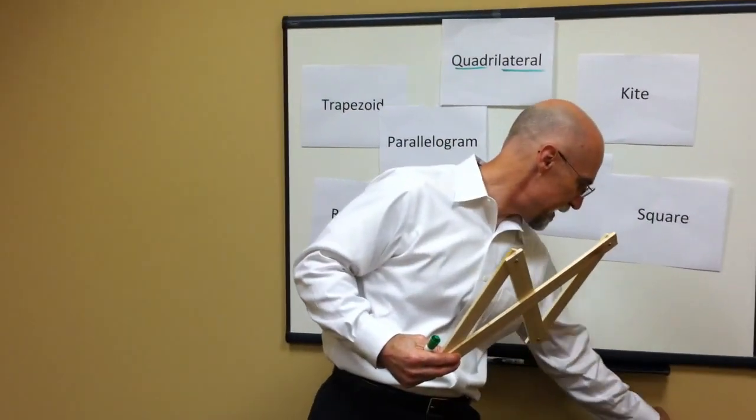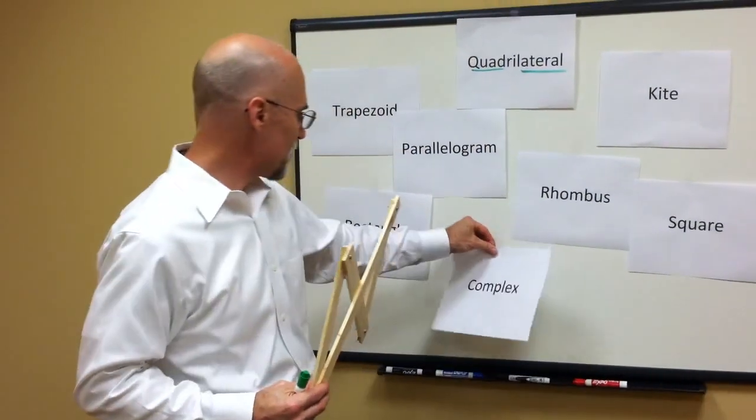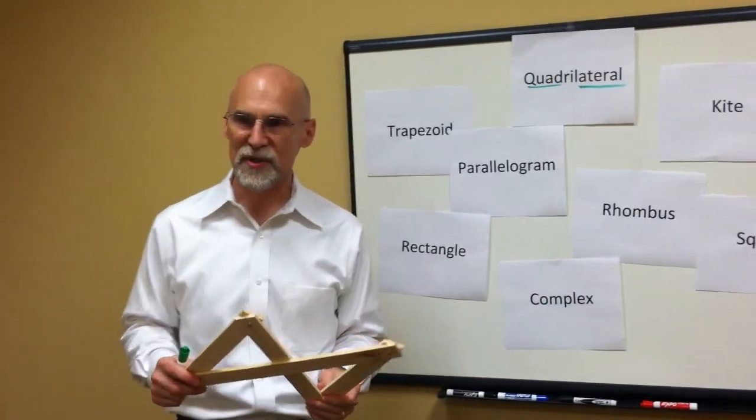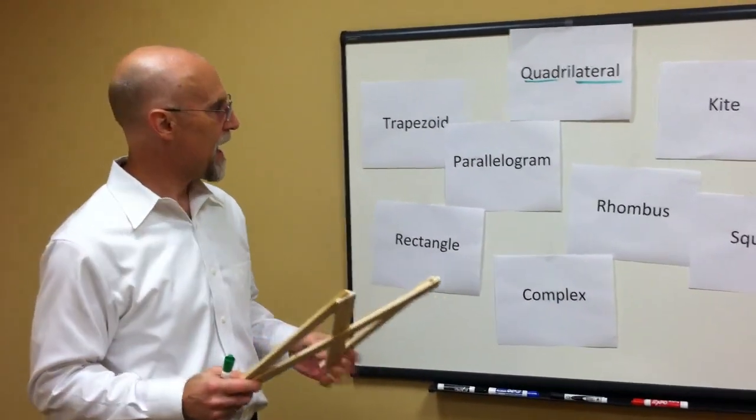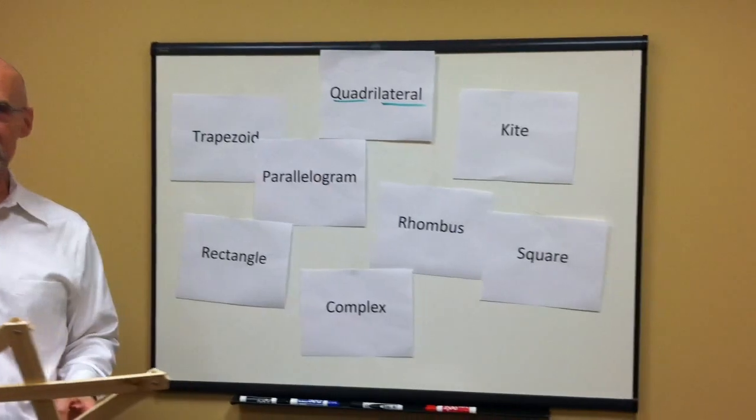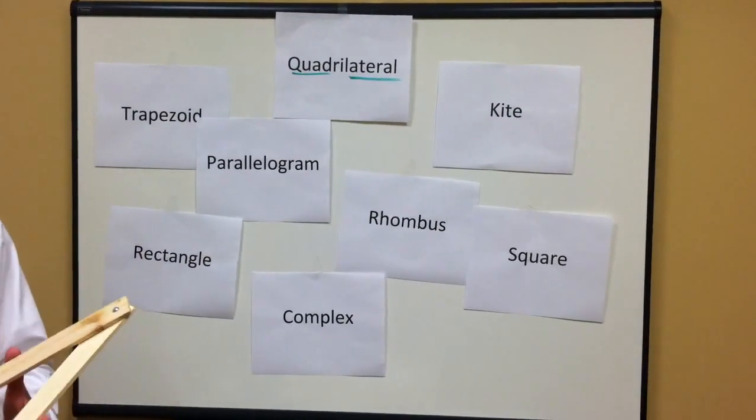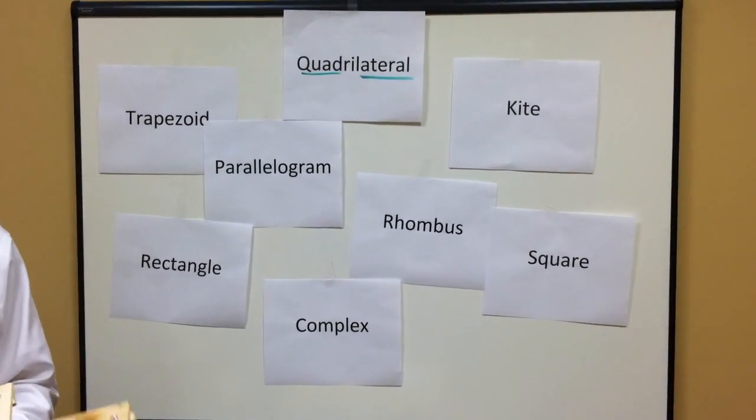So, to complete our family of quadrilaterals, let's include those we can refer to as complex and have now a fairly complete family picture of the family of quadrilaterals in the study of mathematics and geometry.